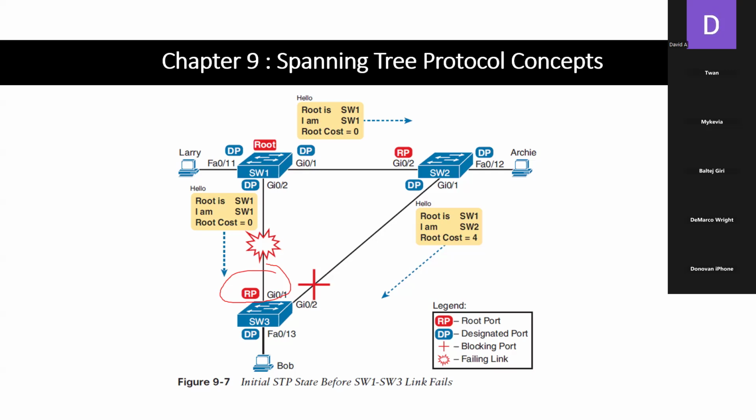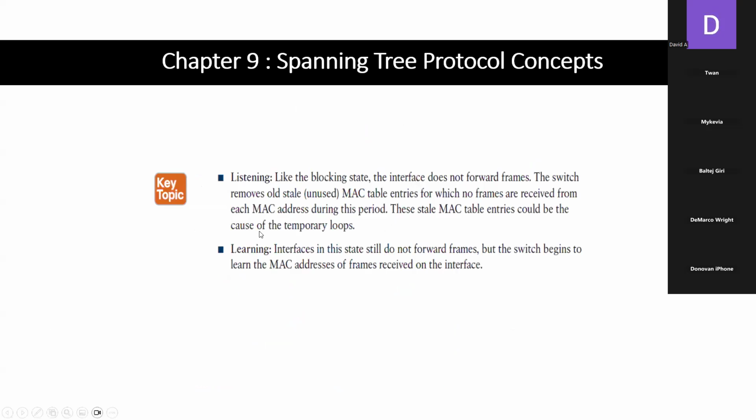Now, whenever a port that was formerly blocked, let me erase this so it makes sense. Look at switch 3 now. When a port that was formerly blocked needs to transition to forwarding, the switch first puts the port into two intermediate interface states. Why? These two intermediate interface states help prevent temporary spanning tree loops. We have listening and we have learning.